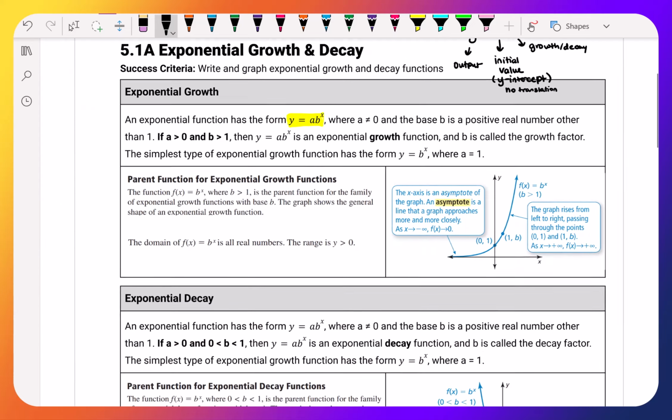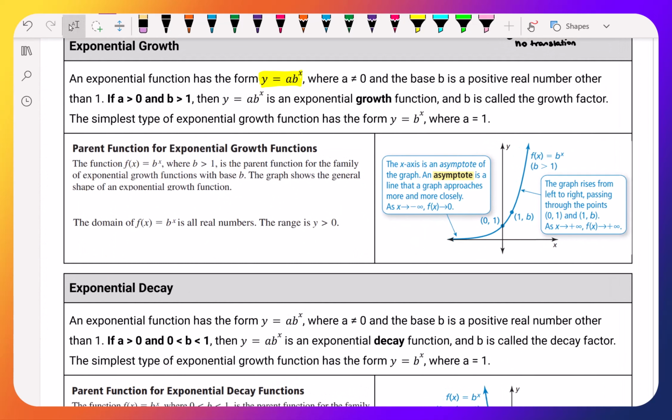All right, so let's look at what a growth function is. Now, a growth function is going to be in this form. It's going to have the initial value. Sometimes it's 1. Sometimes it's something other than 1. It has to be positive, though. That's what this means. So your initial value does have to be positive. It can be a fraction or a decimal as long as it's positive. And then for it to be a growth, b has to be greater than 1.